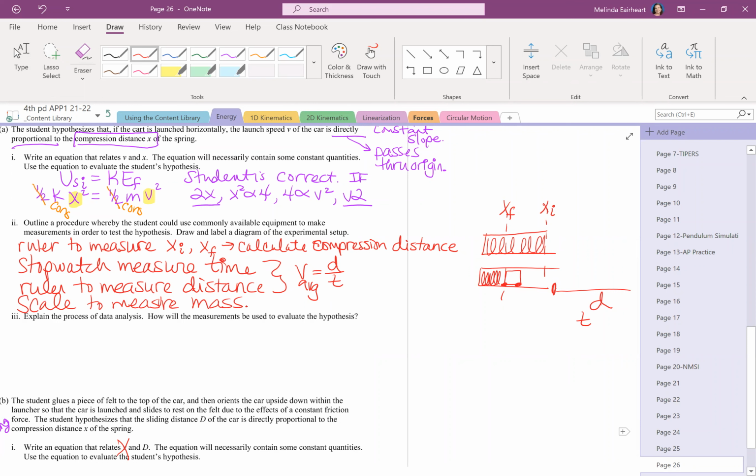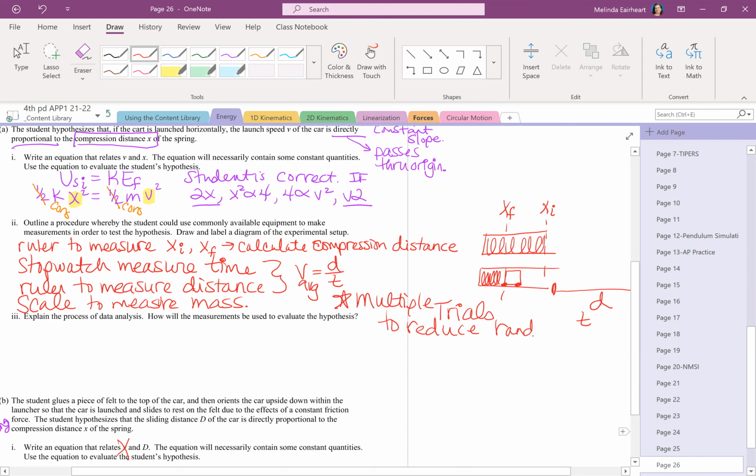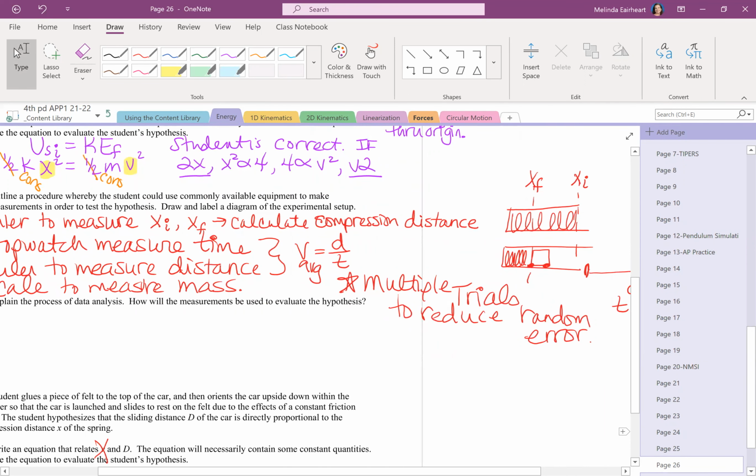Oh, and what's another good thing a good scientist does when they collect data? You make these measurements. Are you perfect the first and only time? No. So, and we're using a stopwatch here, at least in our setup. And so we're not going to get that perfect timing. So what should a good scientist do? Multiple trials to reduce error, right? To reduce random error. Okay. Everybody good with part 2?